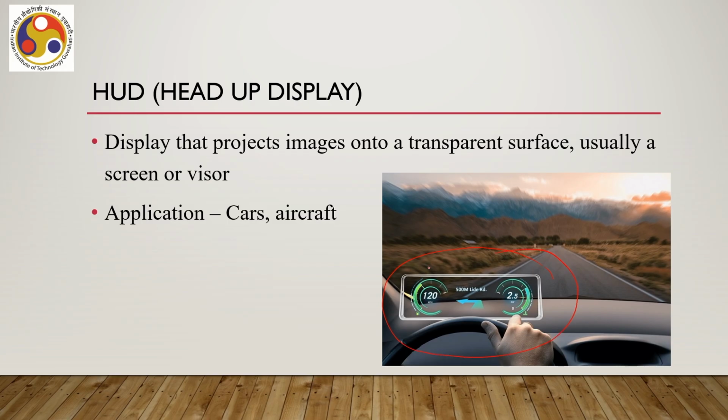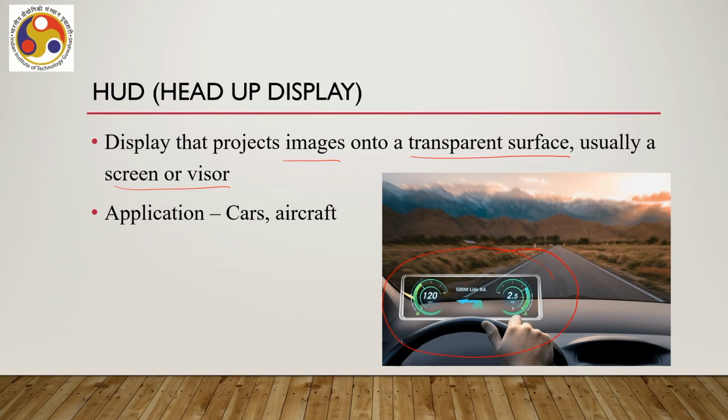What happens in these displays is that they project images onto a transparent surface, usually a screen or a visor. So, ideally the surface appears to be not there and only the content is there, because that surface is transparent.